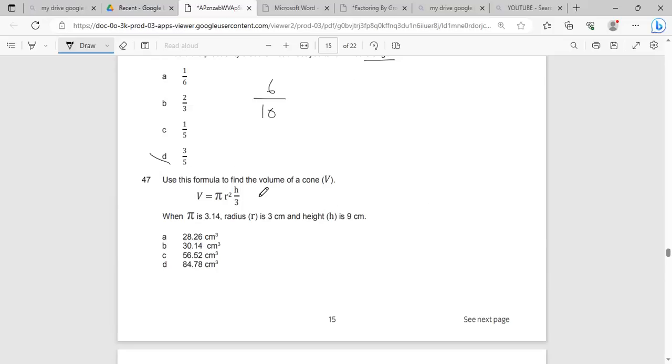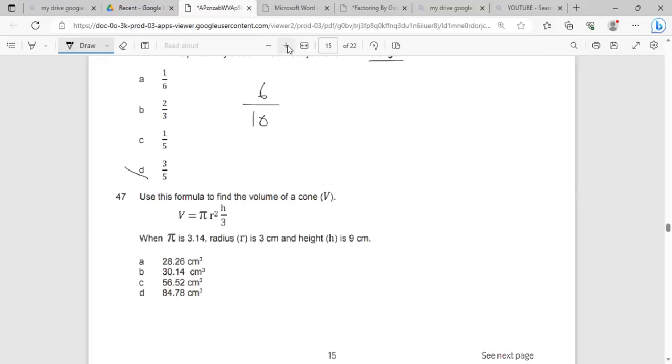Use this formula to find the volume of a cone. Take pi to be 3.14, so we have 3.14. Let's say take the radius to be 3. Yes, you might do it, guys, easy. So it's 3 times 3. And then take the height to be 9.